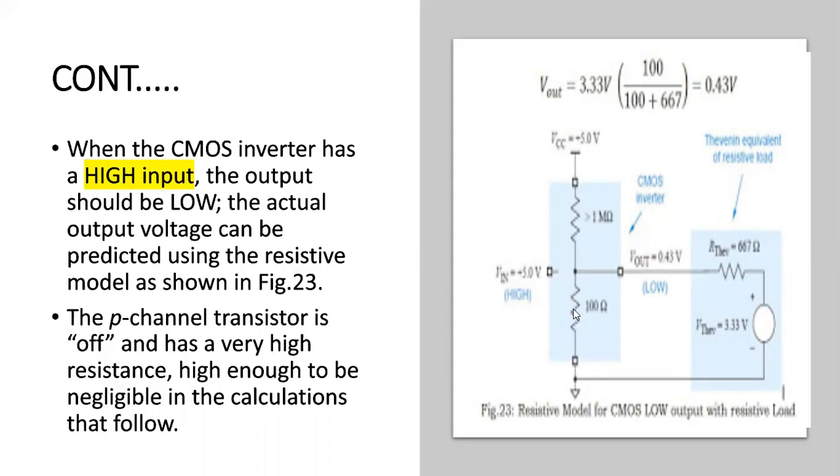So the NMOS transistor offers low resistance, which I am taking as 100 ohms, and the PMOS transistor offers high resistance, which is considered as greater than 1 mega ohm. So the output voltage is the voltage across this resistor. We can get this voltage as VTH into 100 ohms by the total resistance, 100 plus 667.